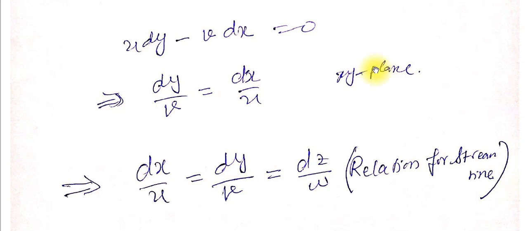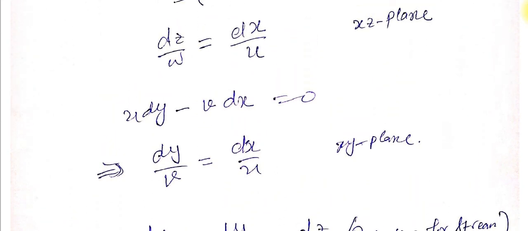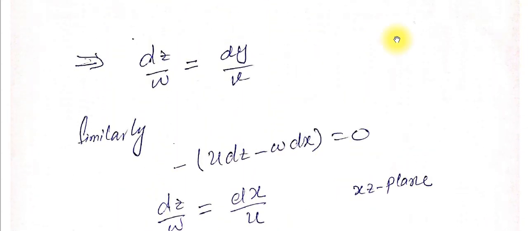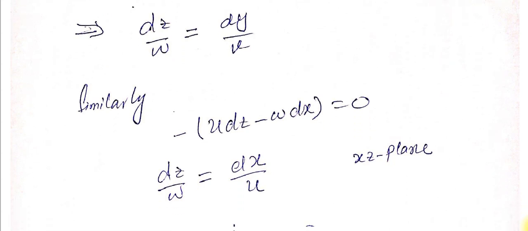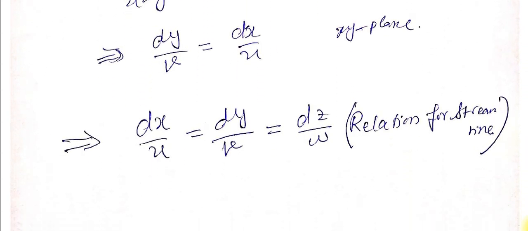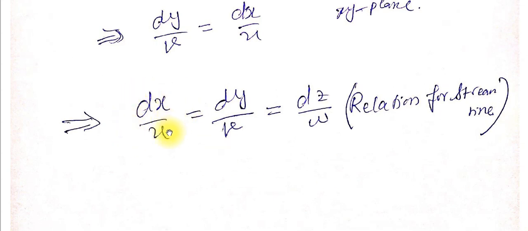So if you look, we have dy by v is equal to dx by u, but dx by u is also equal to dz by w, and dz by w is equal to dy by v. So actually all these three expressions are equal. So we can write this relation as dx by u is equal to dy by v is equal to dz by w. This is the relation for the streamline, and these are the equations for the streamline.